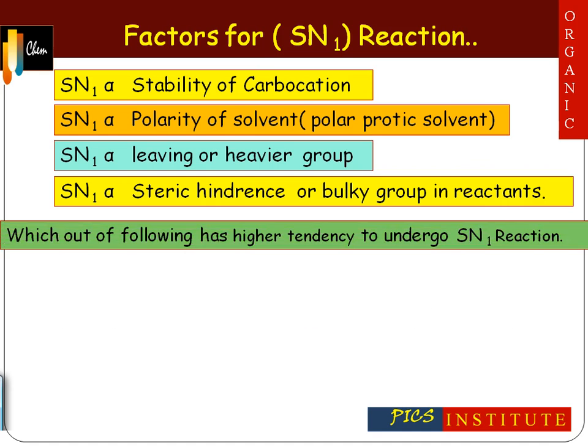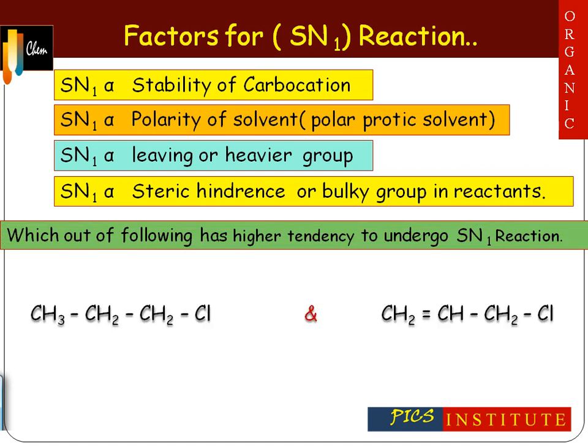Now let's solve one question. Which out of the following has a higher tendency to undergo the SN1 reaction? According to the first factor, the species which forms a stable carbocation possesses a higher tendency to undergo the SN1 reaction. The second species forms a resonance stabilized carbocation, hence it possesses a higher tendency for the SN1 reaction.